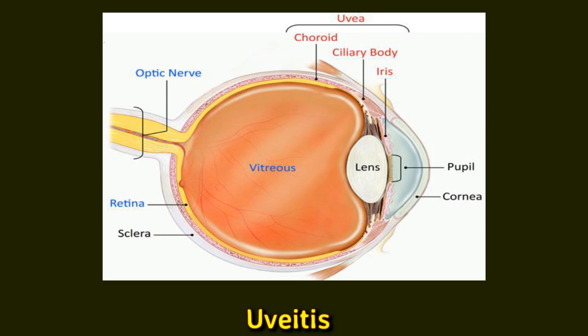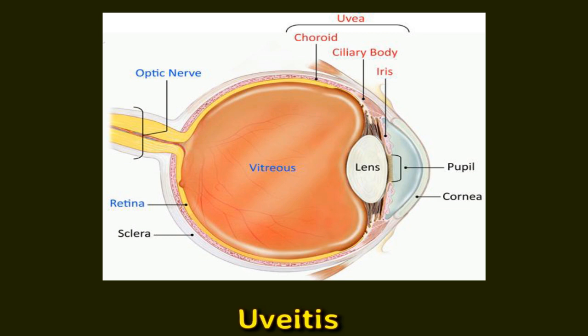Symptoms of uveitis include redness in one or both eyes, sensitivity to light, eye pain, blurry vision, a sudden appearance of particles or floaters in vision.